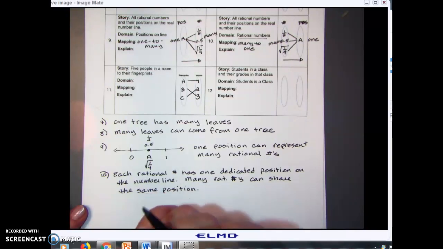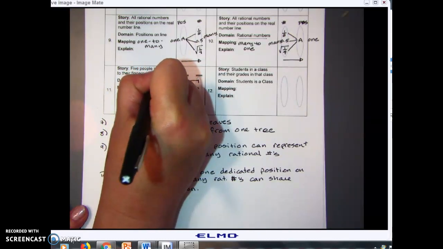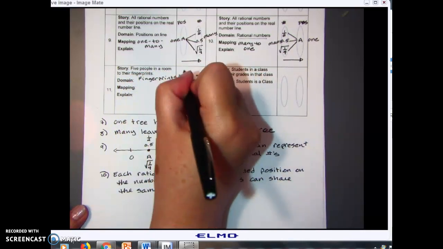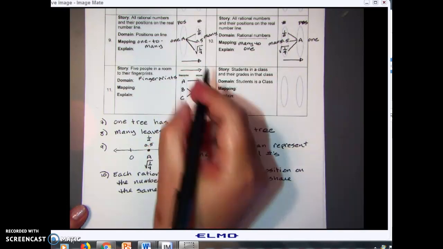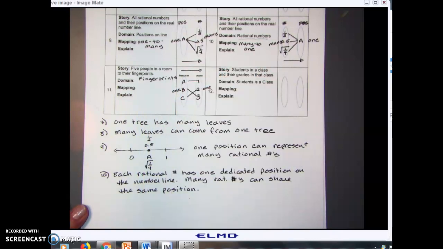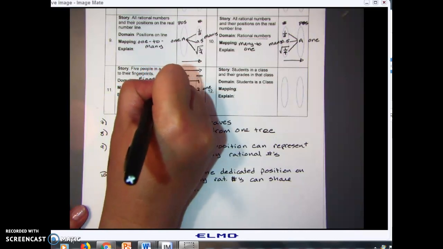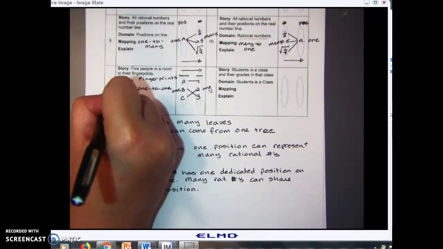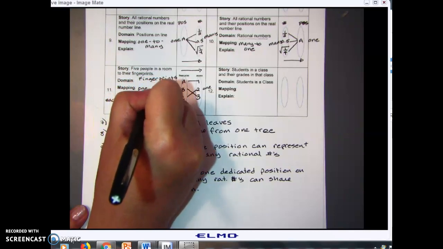I'll do one in black and one in red. So if I make fingerprints my domain, then that means that I'm going from left to right. And so notice my mapping, I have 1 on this side and 1 on this side. Nothing is going to many, right? So my mapping is 1 to 1. And my reason is each fingerprint, I'll call it FP, belongs to one person.